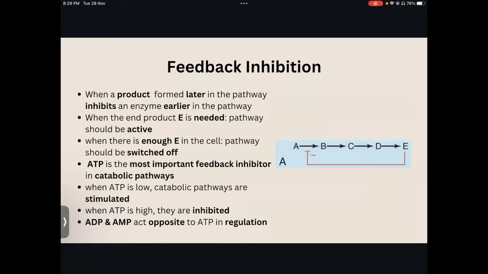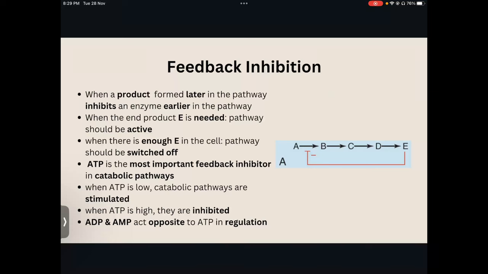Now, one important point to note is that ATP, which we started the lecture with, is the most important feedback inhibitor when it comes to catabolic pathways, which are the producers of ATP. So obviously, when ATP is low, do you guys think the catabolic reactions are going to increase or decrease? Going to increase. It will increase because you need more ATP. So obviously, you're going to stimulate the catabolic pathway to produce more ATP. And vice versa, when ATP is too high, you inhibit it. So ATP goes and inhibits the reaction itself. So this is feedback inhibition.